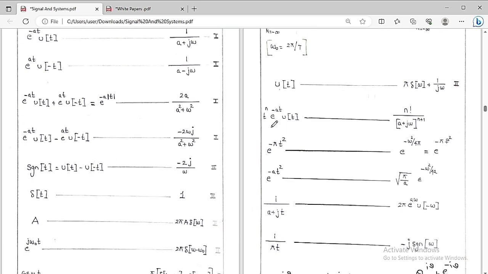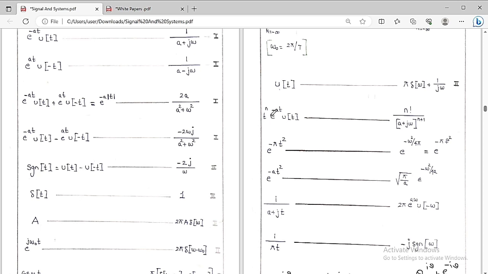Then for t to the power of n into e to the power of minus at into u of t, you know the Laplace transform. For t to the power of n, the Laplace transform is n factorial by s to the power of n plus 1. And e to the power of minus at means replacing s by s plus a. So we are going to get n factorial by (s plus a) to the power of n plus 1. Here, for the Fourier transform, replace s by j omega. So this is the expression of the Fourier transform for the signal.